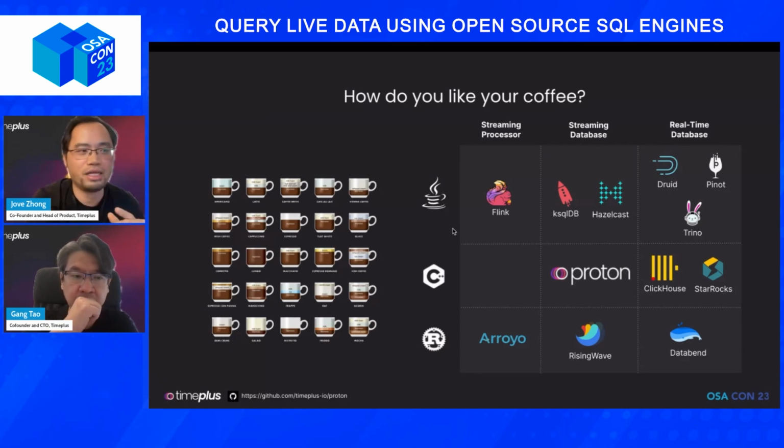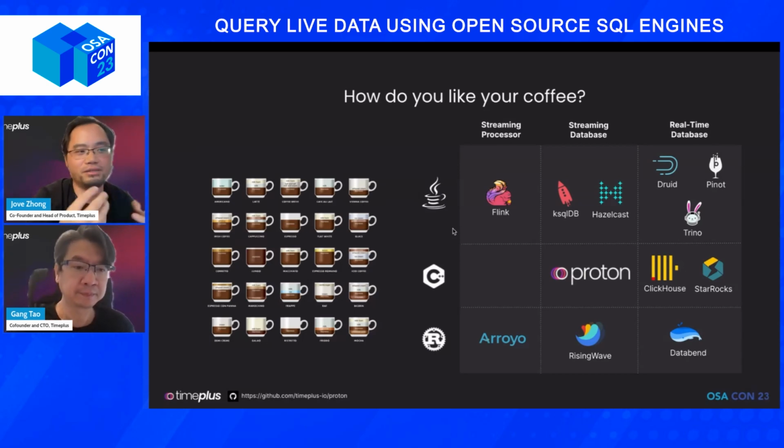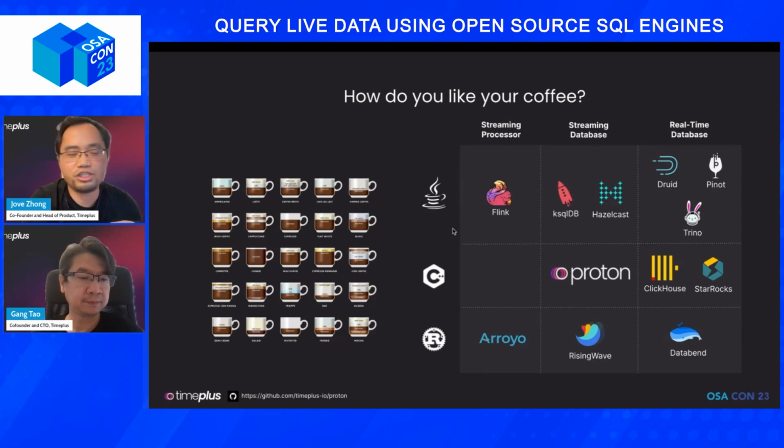I know programming language may not be the most critical first factor to consider, but it means something in some way. So let's go over Java-based systems to query live data in SQL. And the first one, of course, is Flink, right?